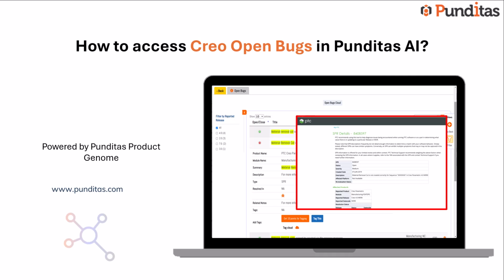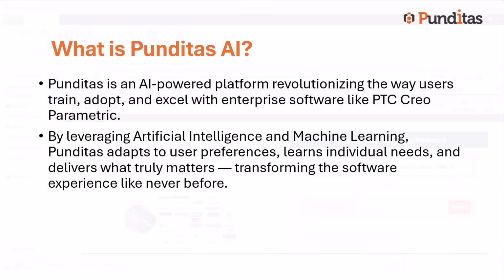This video tutorial discusses how to access Creo-related open bugs in Punditas AI Advisor. Punditas is an AI-powered platform revolutionizing the way users train, adopt, and excel with enterprise software like PTC Creo Parametric. By leveraging artificial intelligence and machine learning, Punditas adapts to user preferences, learns individual needs, and delivers what truly matters, transforming the software experience like never before.